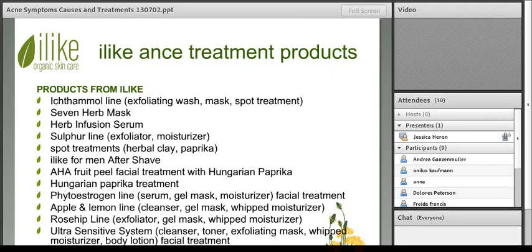And our ultra-sensitive system, which was launched last year. A new addition to our line that we can use on acne conditions, especially inflamed skin, includes a cleanser, a toner, an exfoliating mask, a whipped moisturizer, a body lotion, and a complete facial treatment that you can do. It is a complete system from head to toe. It's completely essential oil free, and it's also dermatologist tested on sensitive skin. Not only can you use it on acne conditions, but also rosacea, dermatitis conditions, or allergic skin types.